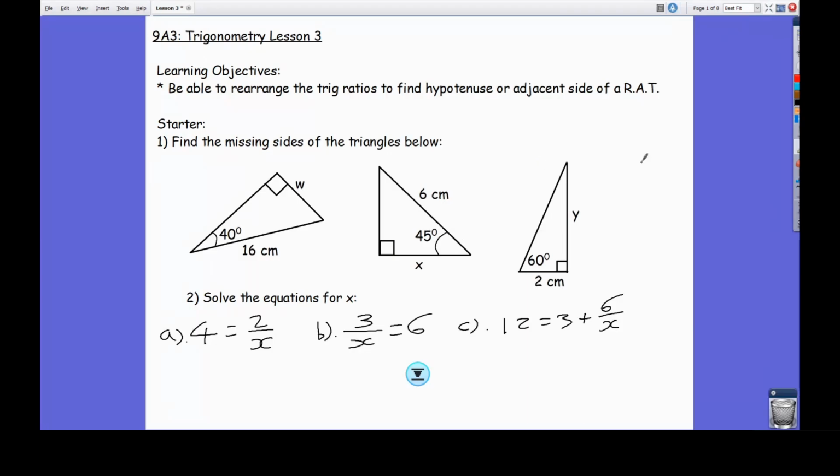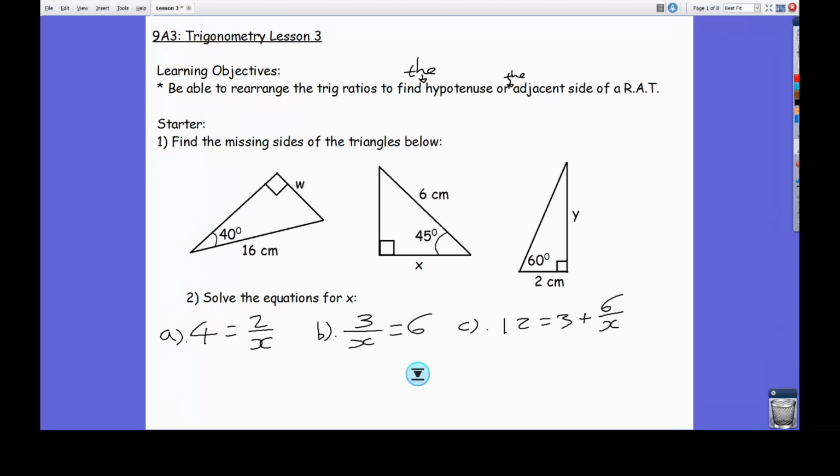So, hello again. In this lesson, we're going to be developing our knowledge of trigonometry even further so that we can find the hypotenuse or the adjacent sides of a right angle triangle given an angle. So this will basically allow us to solve that problem I mentioned in the last video, with the ship out to sea. So this is why trigonometry is so useful for navigation and bearings, things like that.